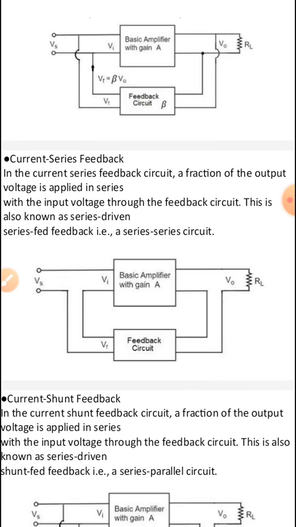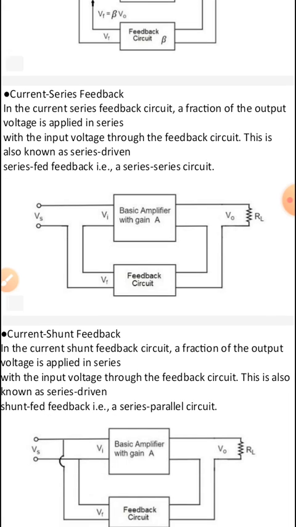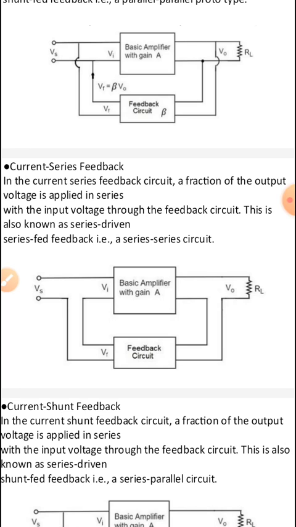Next, let us discuss negative current feedback, which has two types: current series feedback and current shunt feedback. Let us discuss current series feedback first. In current series feedback, a fraction of the output voltage is applied in series with the input voltage through the feedback circuit. The following figure shows the block diagram of current series feedback, by which it is clear that the feedback circuit is placed in series with the output and also with the input.